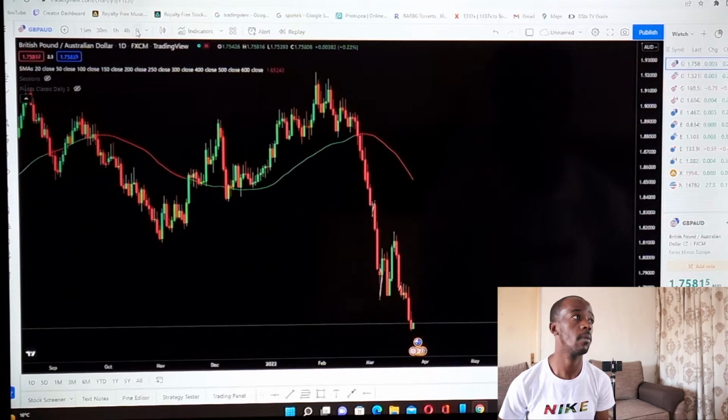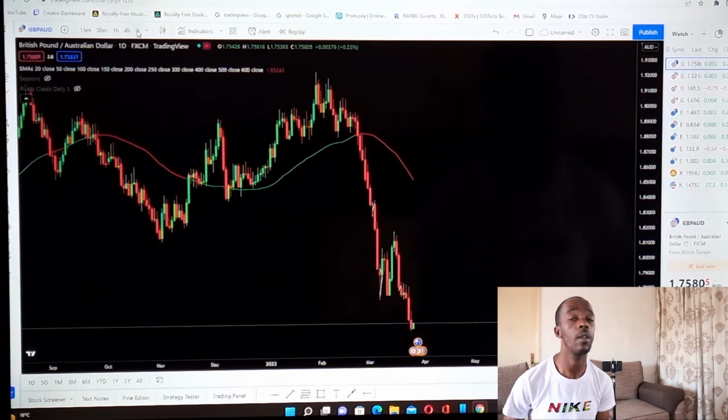That's where I just got one of my trades. But I think GBP JPY is the one which gave us a lot of money, so a lot of pips if I may say. So it's GBP AUD.